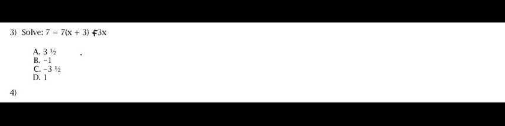So let's get rid of those parentheses first. I'm going to take 7 times x. Let's rewrite my problem. We'll have 7 equals 7 times x gives me 7x. 7 times 3 will give me 21. And I still have the negative 3x.